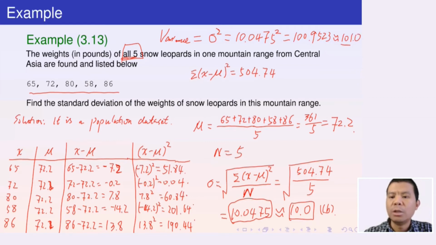101.0, right? 101.0. Okay, so this is going to be the variance. You see the difference, right? If you're using the rounded value here, 10.0, you got 100, but that's not very accurate. You want to use the more accurate value of the standard deviation to find the variance, the unrounded one. So the exact value here. Then you find that this is 101.0.